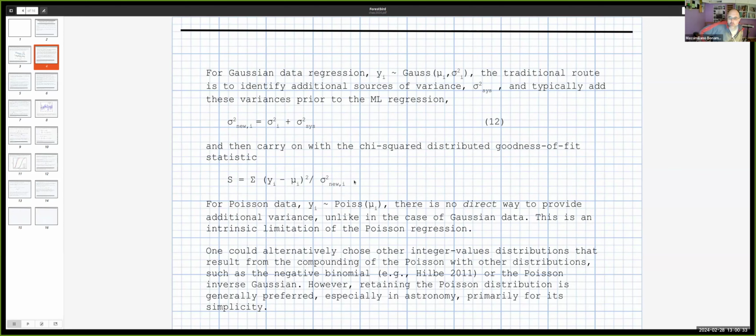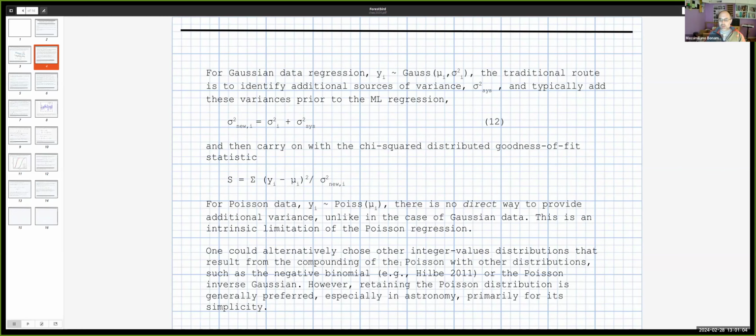And what could we do here? Of course, there are many things that we could be doing, none of which, however, is particularly easy, especially keeping in mind that many of us struggle with going beyond a simple Poisson distribution. But just to be clear, you could use effectively a negative binomial regression or Poisson inverse Gaussian, which technically comes with the compounding of the Poisson with other distributions.